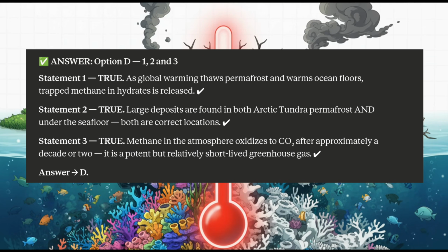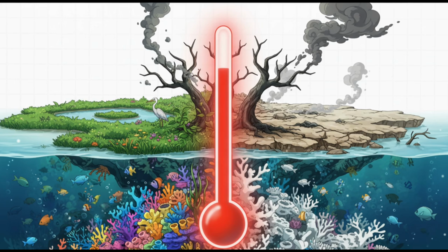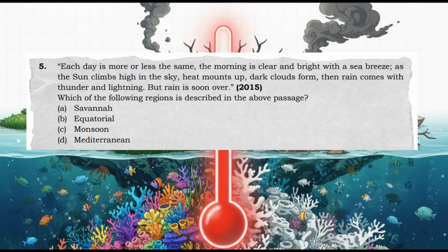Statement 2 true. Large deposits are found in both Arctic tundra permafrost and under the seafloor, both are correct locations. Statement 3 true. Methane in the atmosphere oxidizes to carbon dioxide after approximately a decade or two. It is a potent but relatively short-lived greenhouse gas. Answer D. Q5 UPSC Prelims 2015.